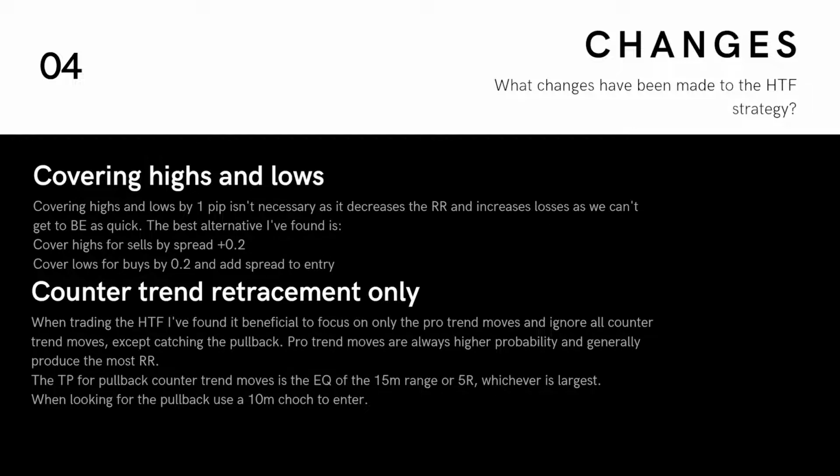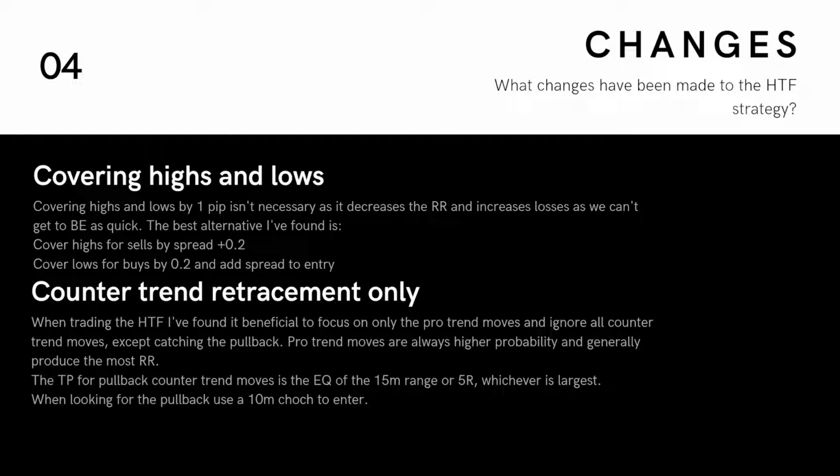So counter trend trades, I will now be only trading the retracement. I'm not going to be taking any other counter trend trades at all, and only going to be focusing on pro trend trades. This is good because it decreases the discretion there. I know there's a lot of questions around, should we take this counter trend trade? Should we trade from this high or low? And the answer is always going to be no, unless we're trading a pullback.